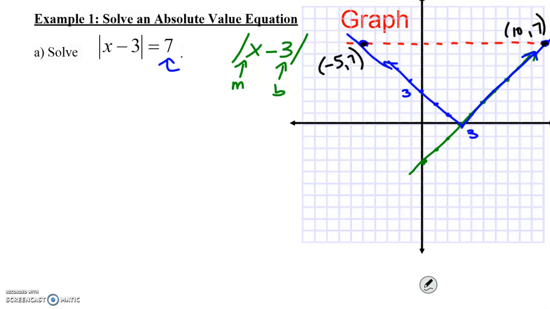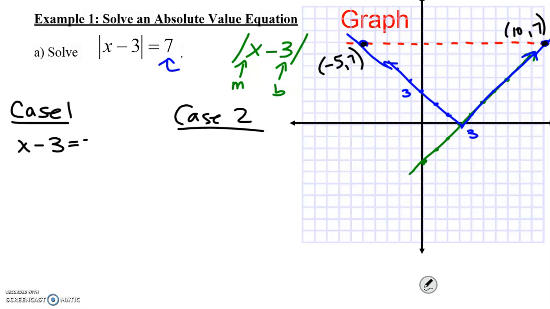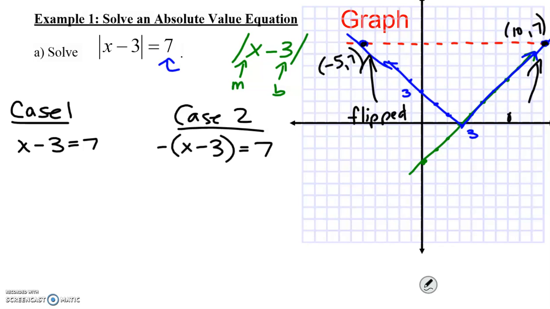Okay, well let's take a look at this algebraically. So algebraically, we're always going to write that you have a case 1 and a case 2. Case 1 is where your graph hits your original positive line. So that would just be x minus 3 equals 7. Case 2 is the flipped side, so negative x minus 3 equals 7. So again, this point over here is the flipped point, because that's on the flipped part of your graph, and that one there is part of your original line.